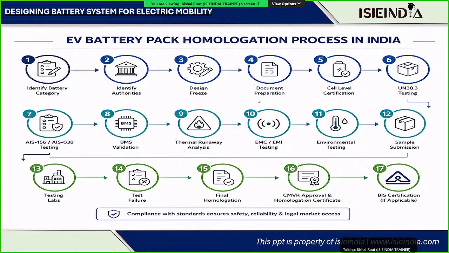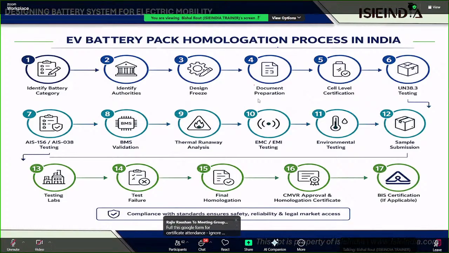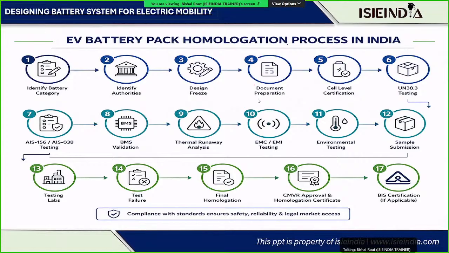Once that documentation has been done, why is this documentation extremely important? Because certifying agencies validate the traceability, component rating, safety logic, and compliance strategy basically. And if they find any abnormalities in that, they will not certify your particular pack.